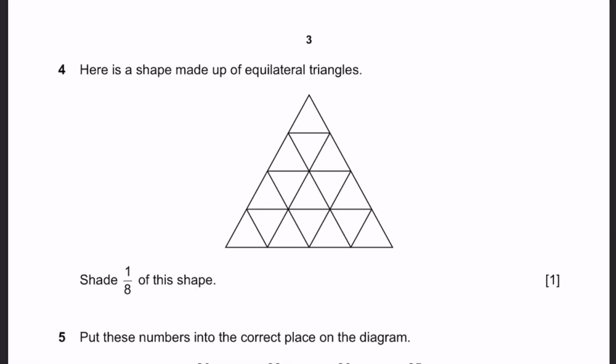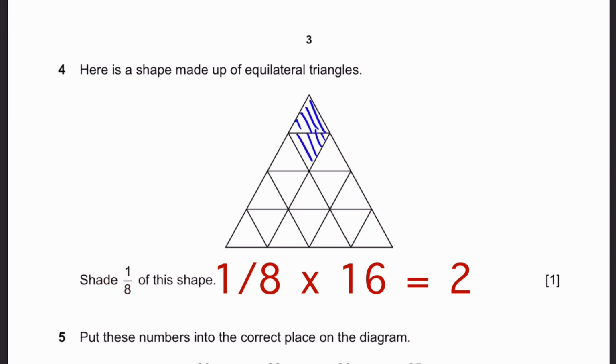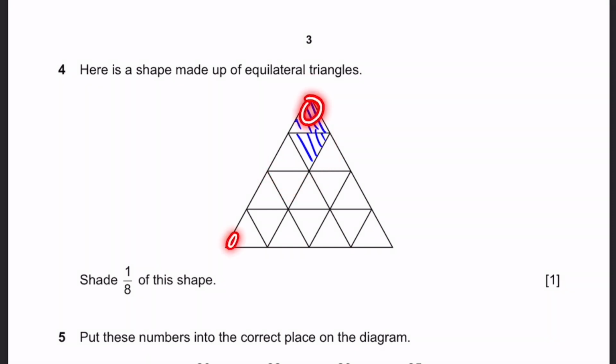Question 4. Here's a shape made up of equilateral triangles. Shade 1/8 of the shape. So we got 1, 2, 3, 4, 5, 6, 7, 8, 9, 10, 11, 12, 13, 14, 15, 16 triangles. And 1/8 of 16 is 2 triangles. So we simply have to shade in any 2 triangles on this shape. You can shade this one, or this one, any 2. It just has to be 2 triangles only.